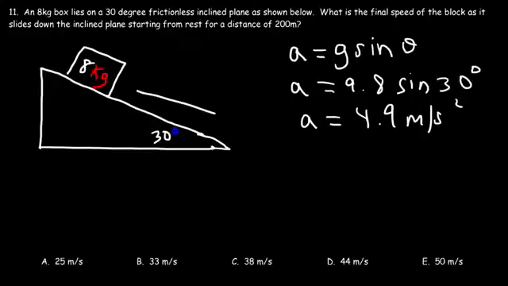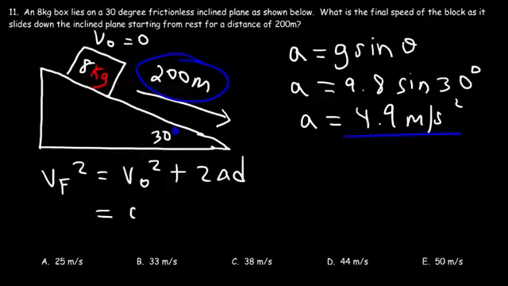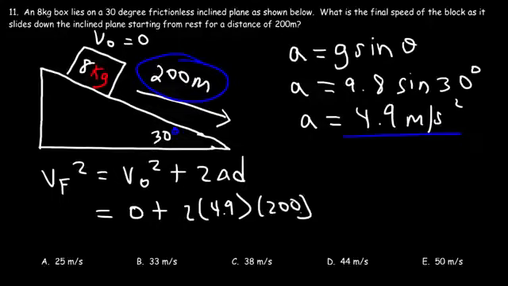Now it's going to travel a distance of 200 meters down the incline. So our goal is to calculate the final speed. So we could use this equation. V final squared is equal to V initial squared plus 2ad. We have the acceleration, we have the displacement, and the block starts from rest, so we know the initial speed is 0. So this is going to be 0 plus 2 times 4.9 times 200. So that equals the square of the final speed. So 2 times 4.9 times 200, that's 1960.